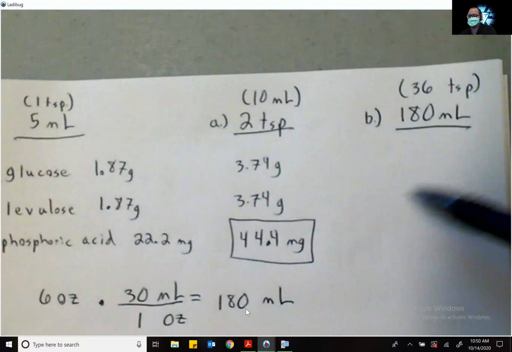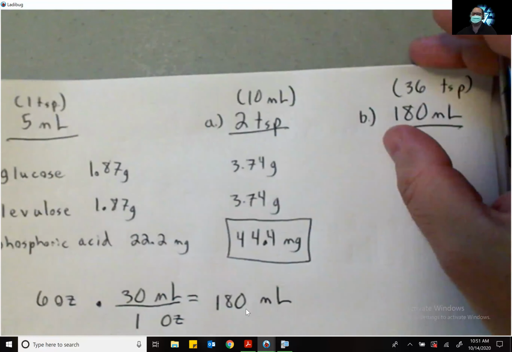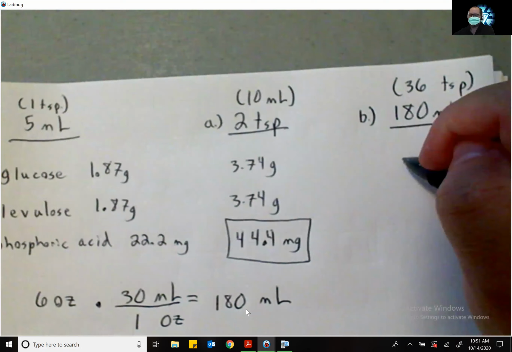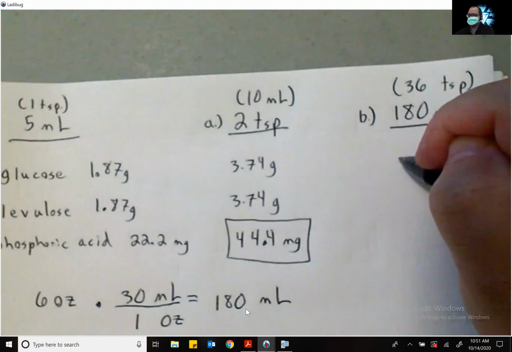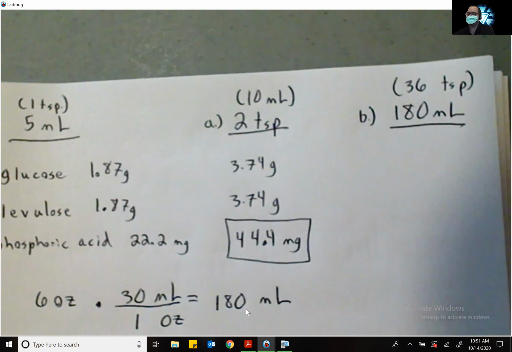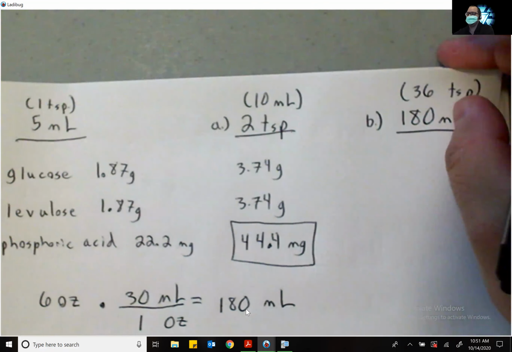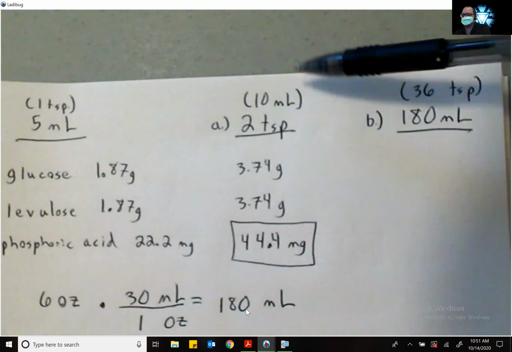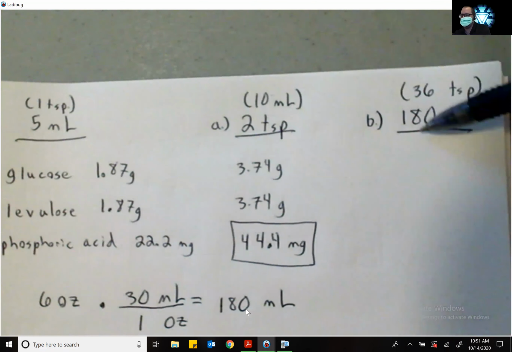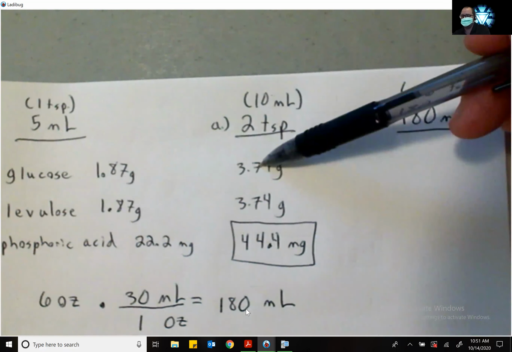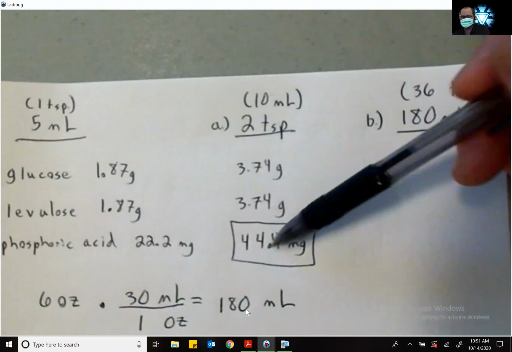So I know we didn't ask about them, but how many glucose and Leviosa grams are there? I guess you have to add both 187s together. No. Take these numbers, because we're going from 10 milliliters to 180 milliliters, and you're going to multiply it by 18.